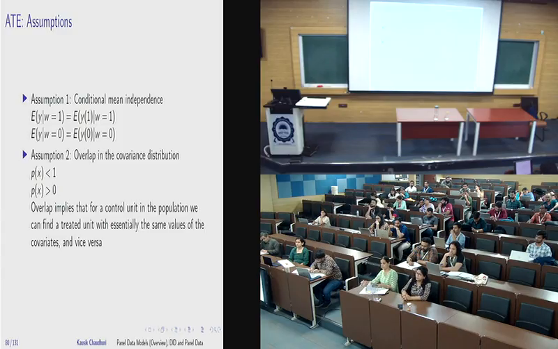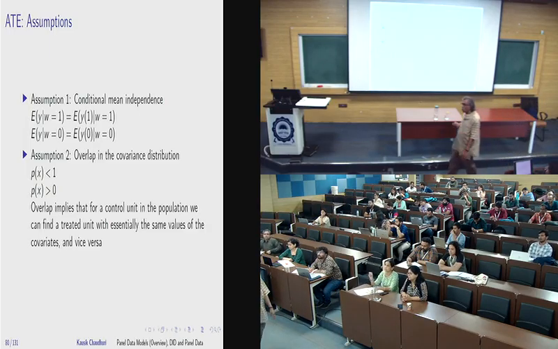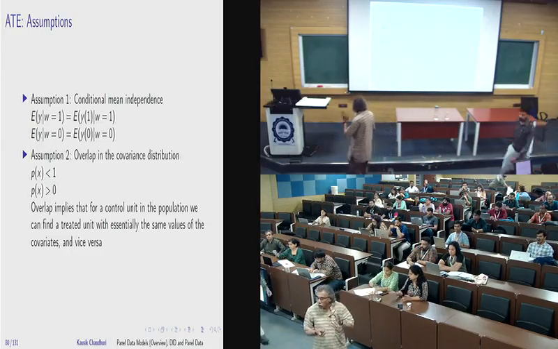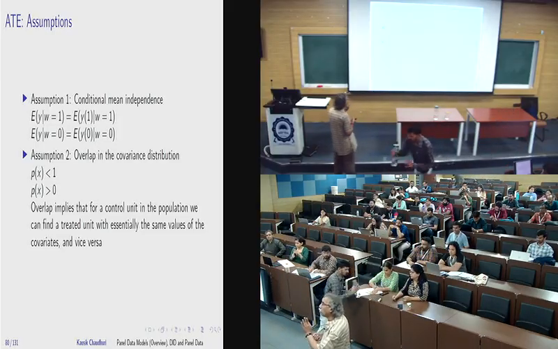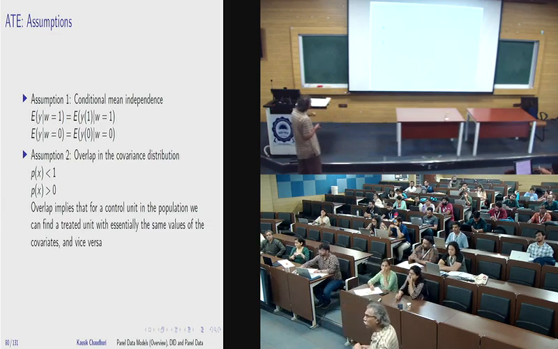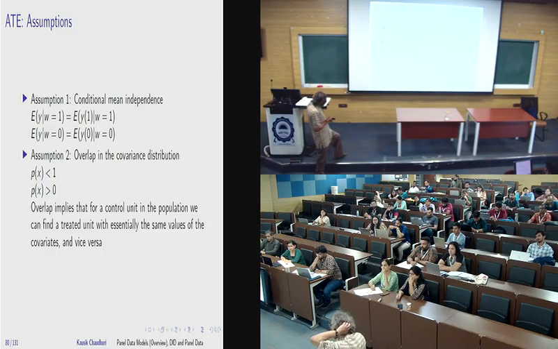Recall your conditional mean assumption, which we have done before, and then the assumption 1 is conditional mean independence, expected value of y conditional on w is equal to 1, which should be equal to expected value of y1 when w is equal to 1, and similarly it goes in terms of y0 also. Okay. Then I am going to think of that assumption 2, which is in terms of non-overlapping region. So the overlap in terms of the covariate distribution. Clear? Fine.